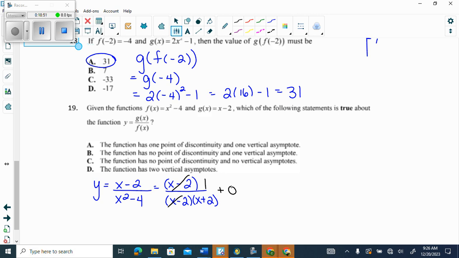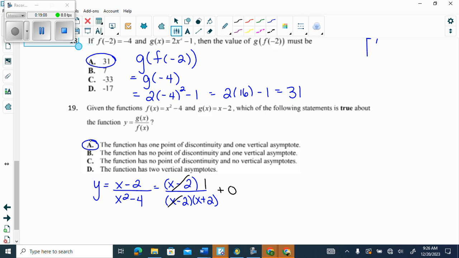So this one has, the function has 1 point discontinuity and 1 vertical asymptote. The function has no point discontinuity. That makes no sense. The function is 2 vertical. If factors cancel, you have a point discontinuity.